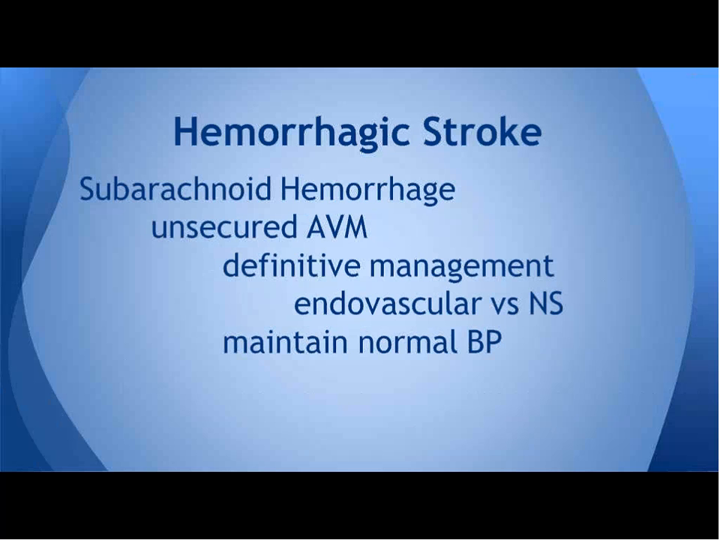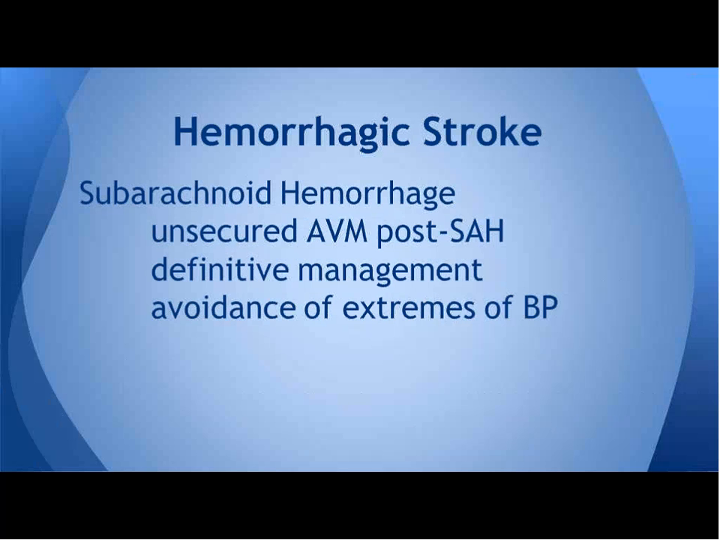So subarachnoid hemorrhage, unsecured AVM, definitive management is the goal. Endovascular versus neurosurgical, and you maintain their normal blood pressure. If the patient presents and they're normally hypertensive, your goal isn't to acutely try to reduce their blood pressure, it's just controlling them in their normal until they can have definitive management.